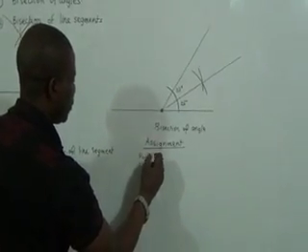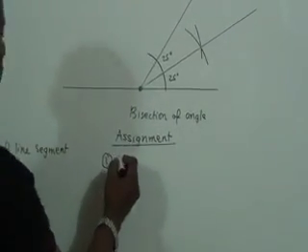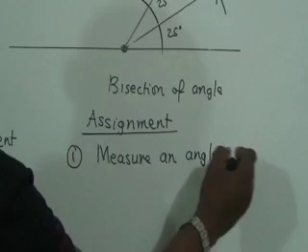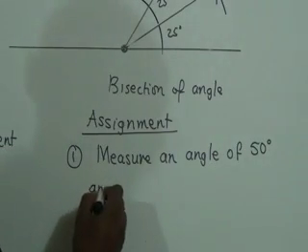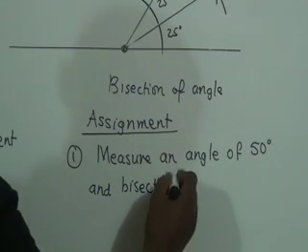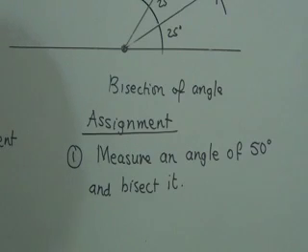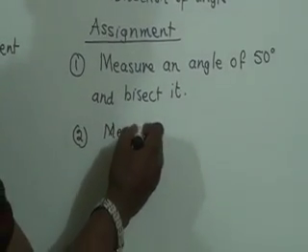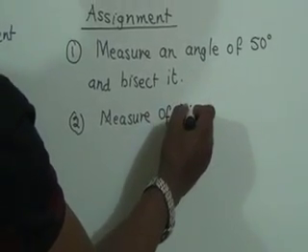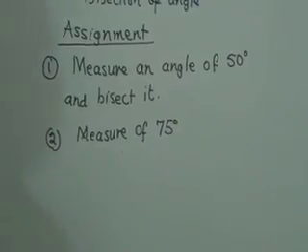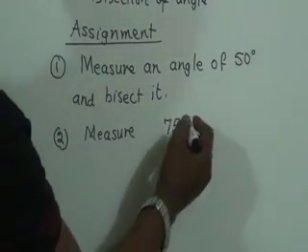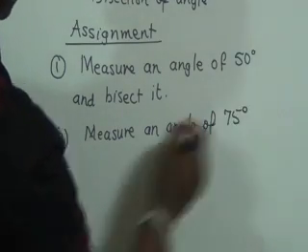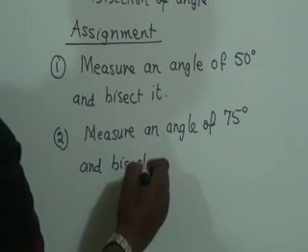Now, practice questions. These are your practice questions. Number 1, measure an angle of 50 degrees and bisect it. We have done that together, and I still want you to repeat that. That is the reason it's coming as the first one. Number 2, measure an angle of 75 degrees. Use your protractor, measure an angle of 75 degrees, and bisect it.